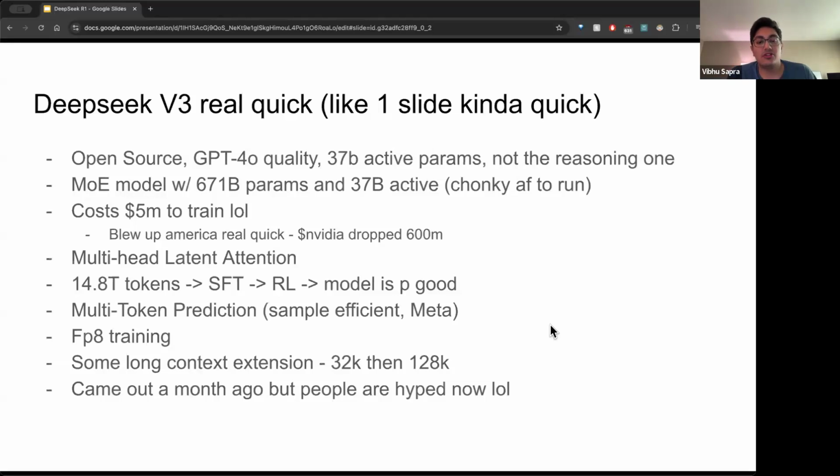Fully open source, it's GPT-4o level. It's not the reasoning one. This is just a standard big MOE model. They made this little claim: training this thing took $5 million, well, 5.5.